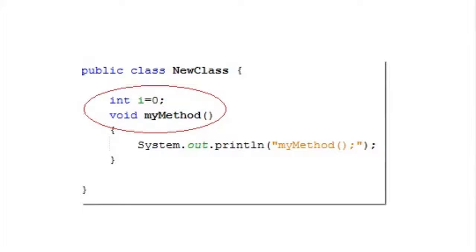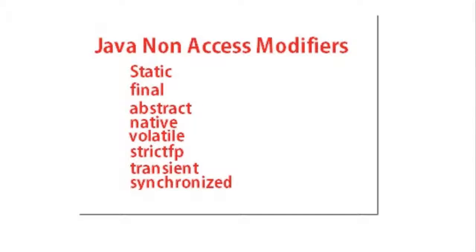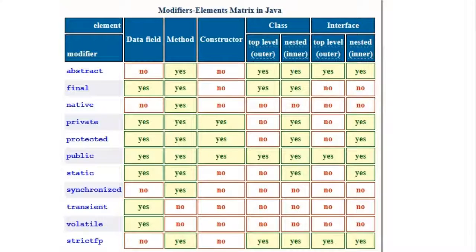Java also has some non-access modifiers. It means that those modifiers are not used for access purposes. For example, static, final, abstract, synchronized, transient, volatile, and maybe native. Okay, native. So let's see the modifier element matrix table for Java. So here it is. Firstly, we can see abstract, final, native, private, protected, public, static, synchronized, transient, volatile and strictfp. So let's talk about those.